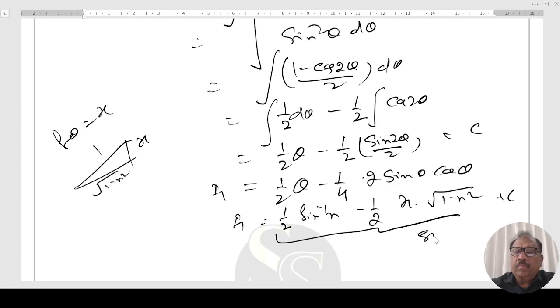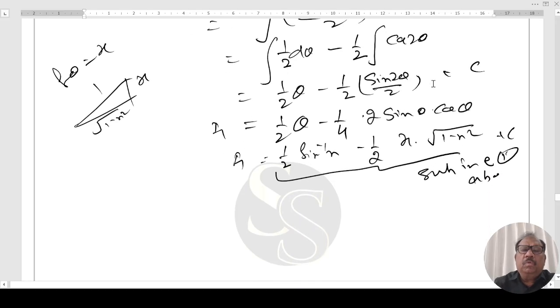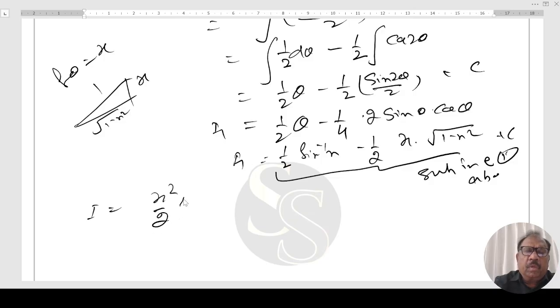Now, substituting in equation 1 above, I will be equal to x square by 2 sine inverse x minus 1 by 2 of I1.